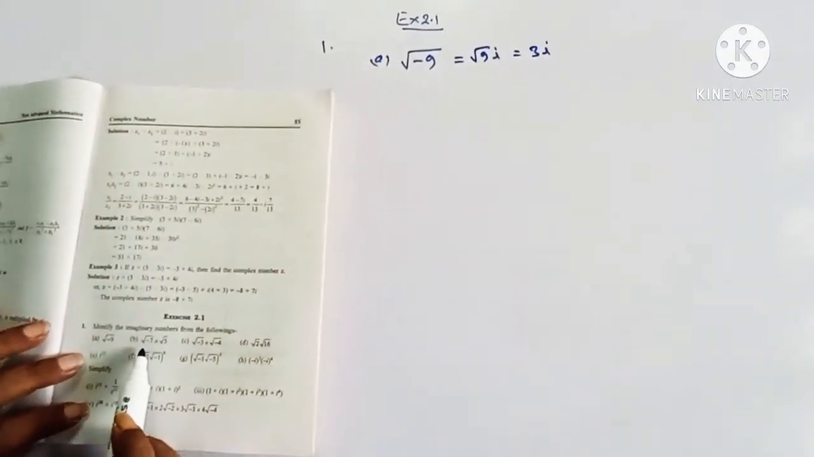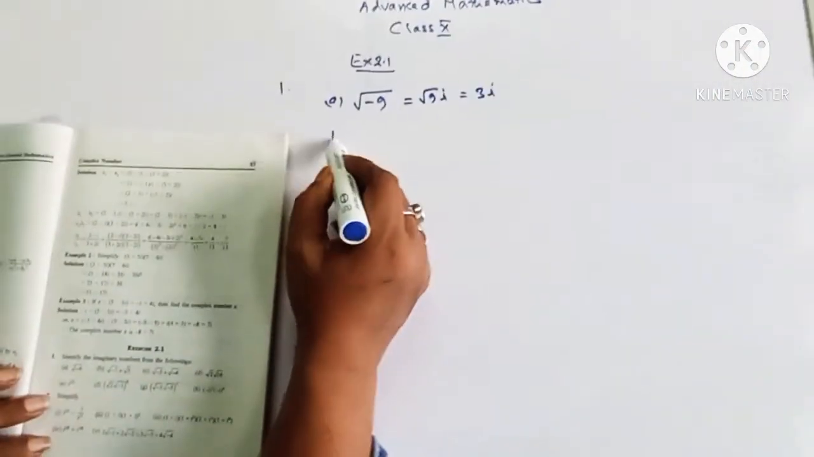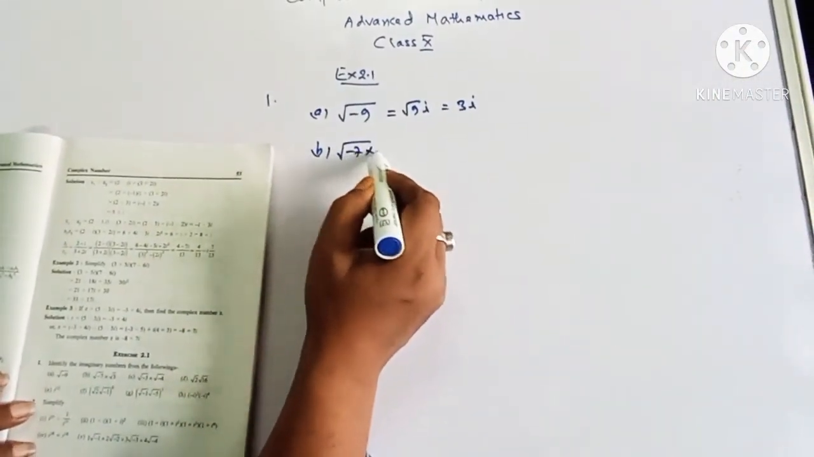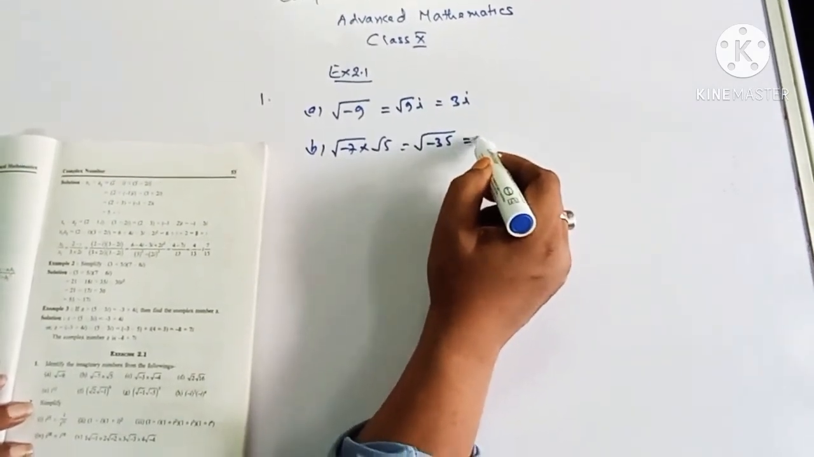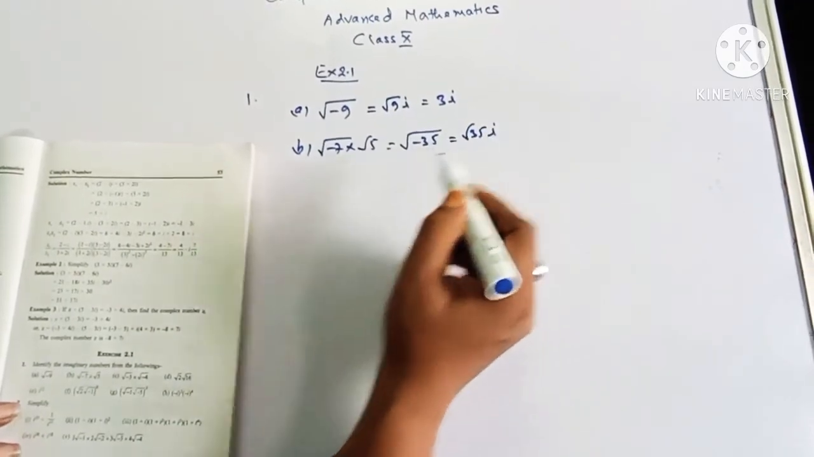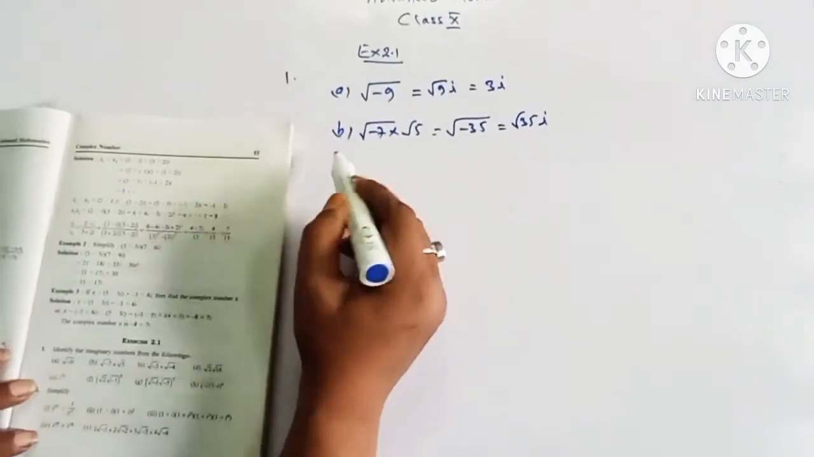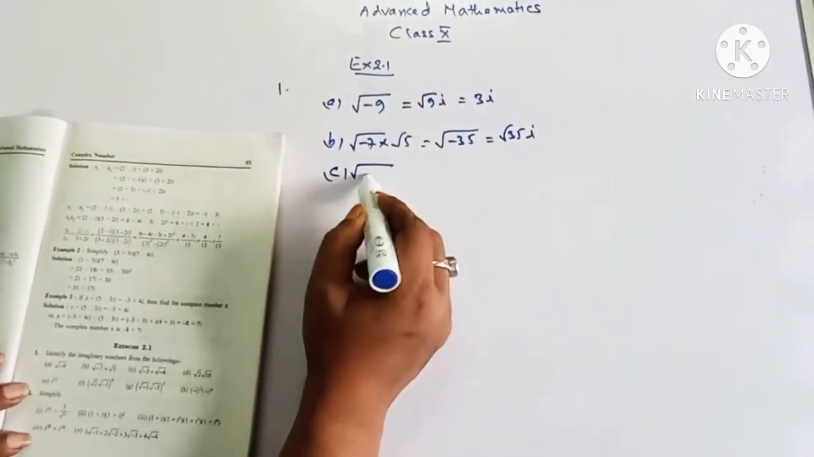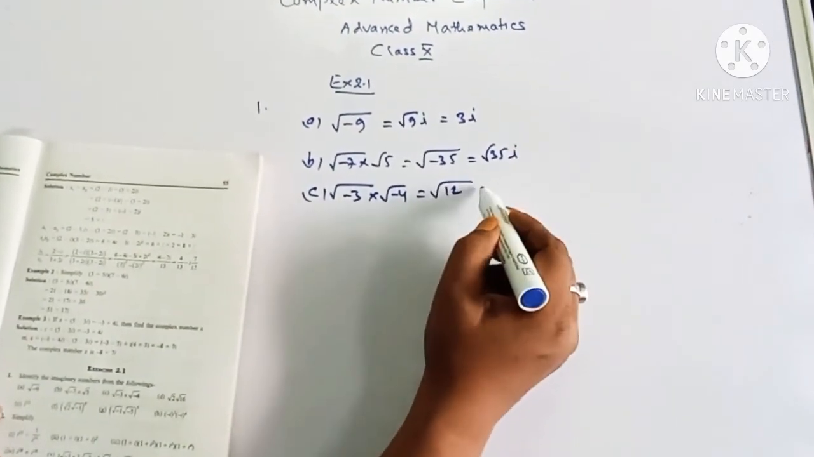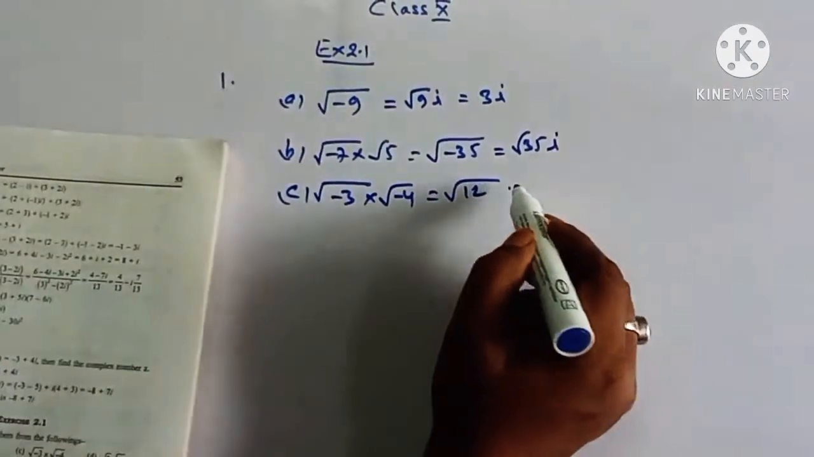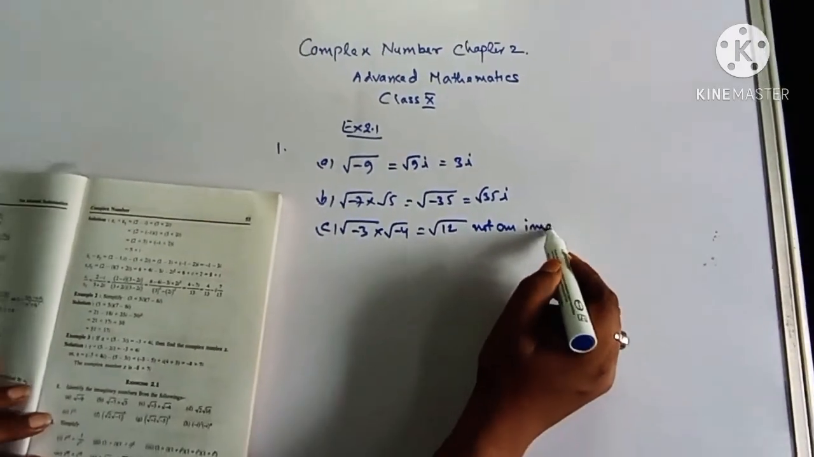Similarly, B, this is also an imaginary number. Minus 7 into 5, minus 35, that is equal to root 35i. This is an imaginary number. But C, here C, this is root minus 3 into root minus 4, which is 12. So this is not an imaginary number.